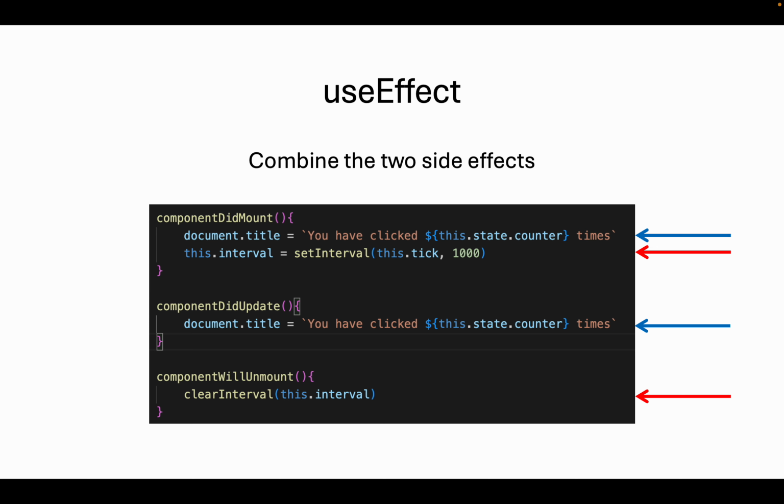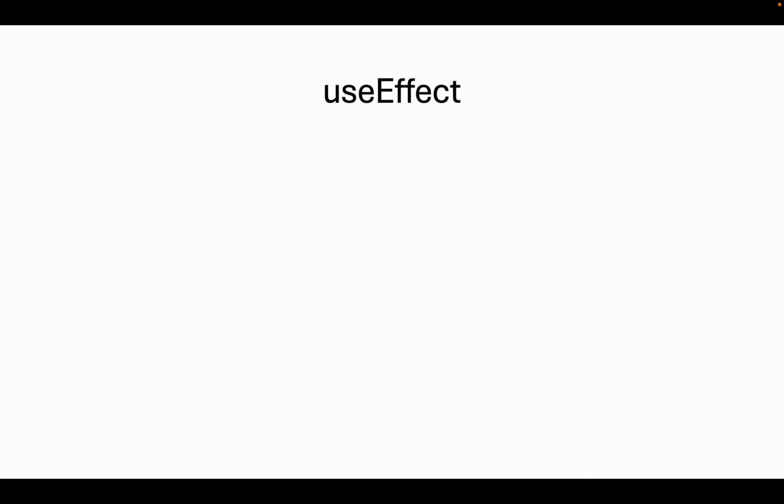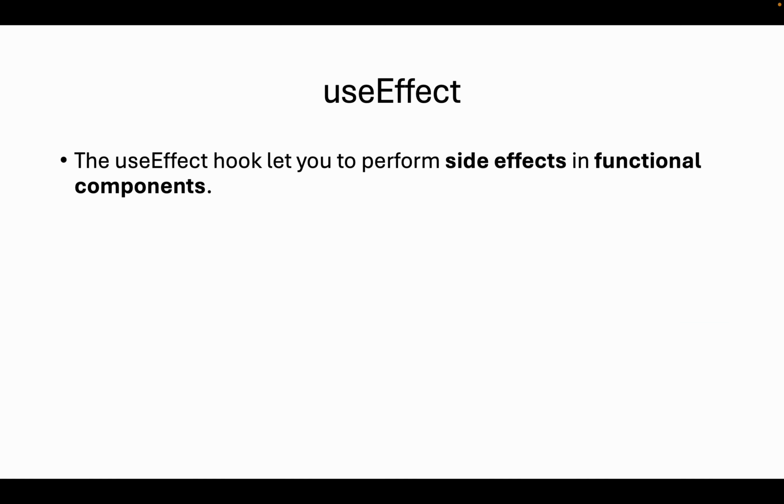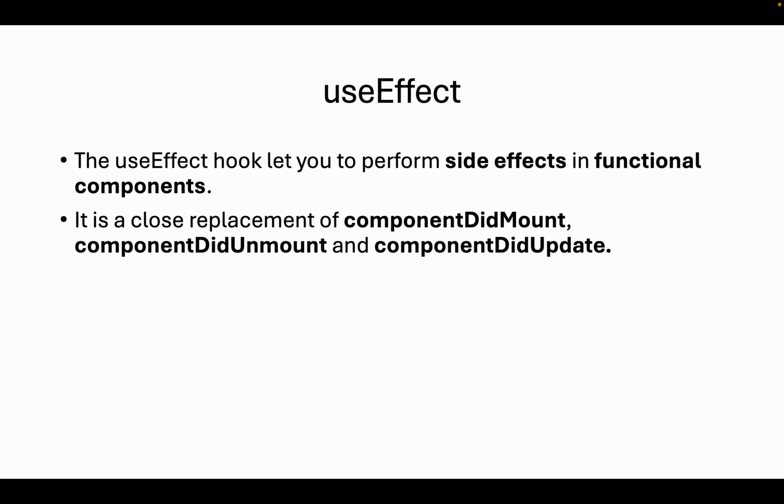The useEffect hook will allow you to perform side effects in functional components. You can fetch any kind of data using your side effect hook. You can subscribe to any event in the side effect hook, and you can update any data dynamically on the DOM by using it. It is a close replacement of the componentDidMount, componentWillUnmount, and componentDidUpdate class lifecycle methods. This is the basic understanding of the useEffect hook.